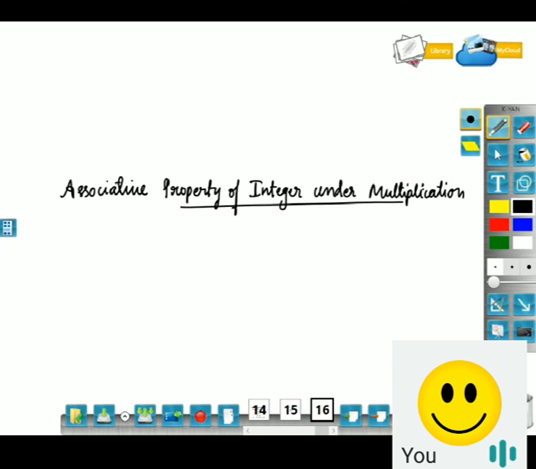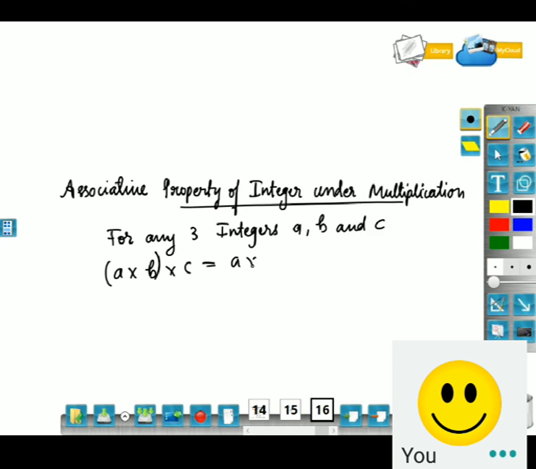Okay, for associative property of integers under multiplication, we have to take three integers. Let us take it as a, b, and c. So for any three integers a, b, and c, (a into b) into c should be equal to a into (b into c). So let's check whether they are equal or not.